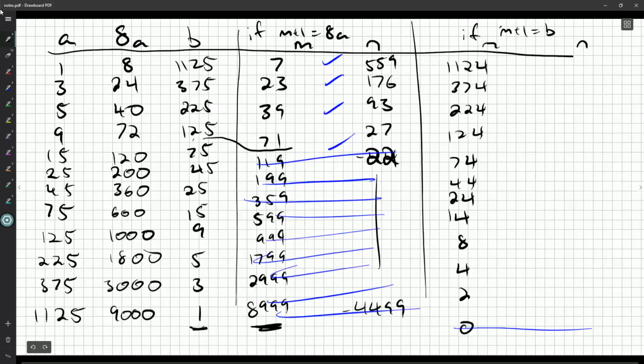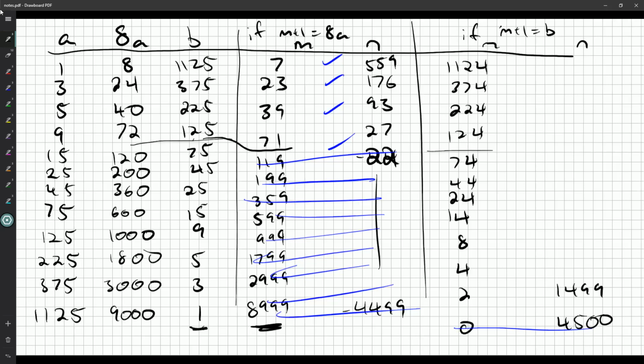So if m plus 1 is b, then that means my 8a is 2n plus m. So 9,000 we'll divide by 2, so that'd be 4,500 would be the n in this case. 3,000 minus 2 divide by 2 will be 1499. That one will work. And then again, there's going to be sort of this cutoff. 72 minus 124 is negative 52. And that'll be negative 26, so we won't be able to use that.